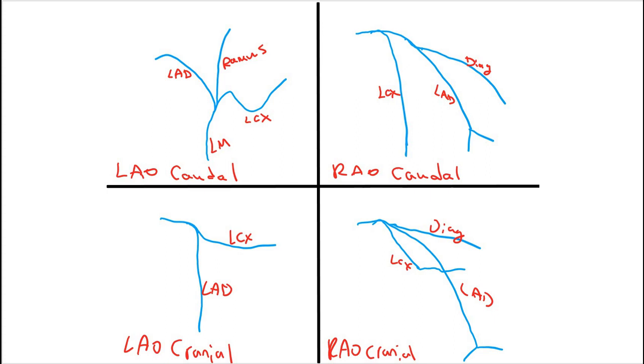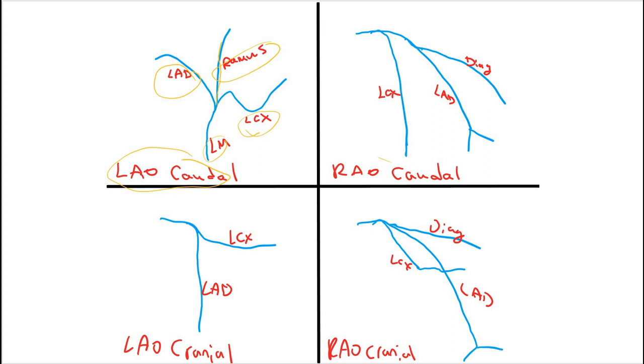The first view I want to talk about is the LAO caudal view, also known as the spider view. So the beginning of the film is the left main artery, and that breaks into the left circumflex artery on the right side, and the LAD on the left side. And sometimes if there's an artery in between, it's the ramus artery. So this is the trifurcation, but most of the time it'll be a bifurcation.